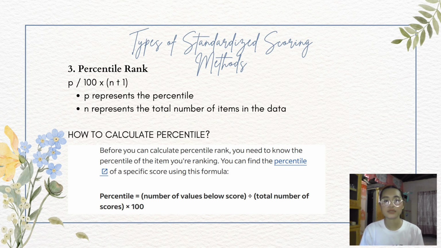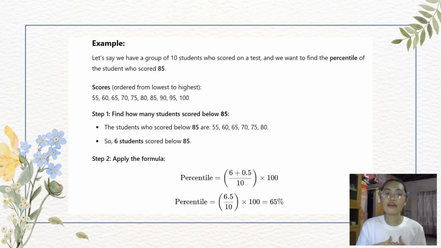So how do we calculate percentile? Before you can calculate percentile rank, you need to know the percentile of the item you are ranking. You can find the percentile of a specific score using the formula: percentile equals the number of values below the score divided by the total number of scores times 100. For example, we have a group of 10 students, as you can see on the screen, who scored on a test, and we want to find the percentile of the student who scored 85. There are 10 students, and we find how many students scored below 85. We can see that 6 students scored below 85. So we can now apply the formula.